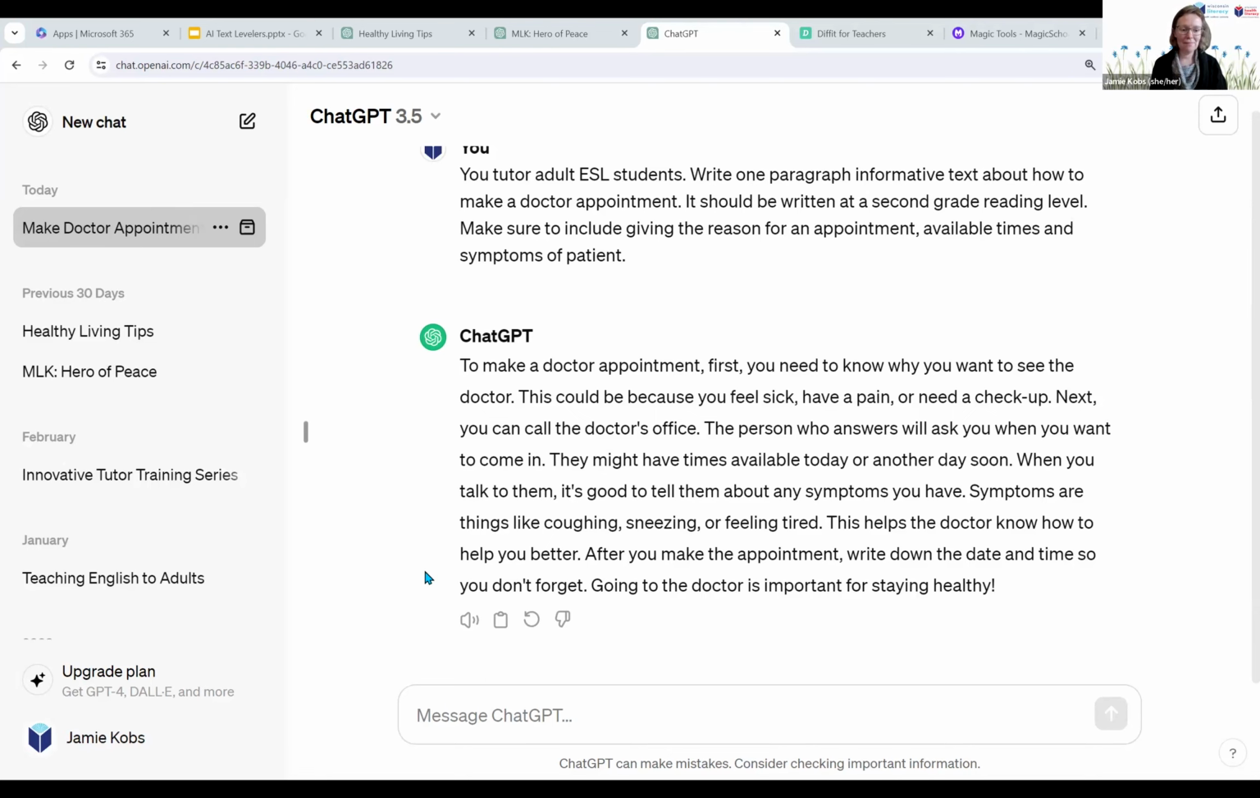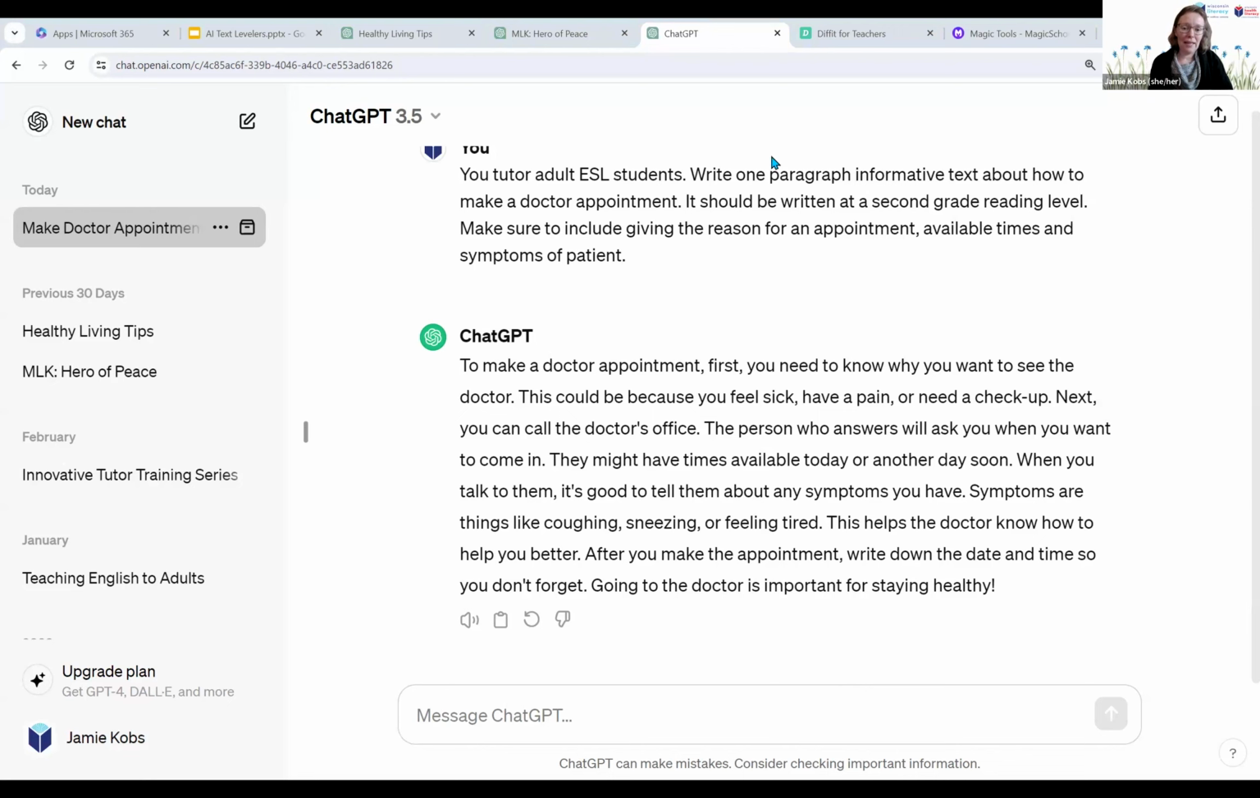Do we like it? Do we want to change anything? I might ask it to make it into a list instead of a paragraph because it seems like there are steps. So that is something I can do with ChatGPT. I agree, Mary. It does seem advanced for second grade. And that was sort of my reaction for all three of these tools. That second grade reading level seems really high.